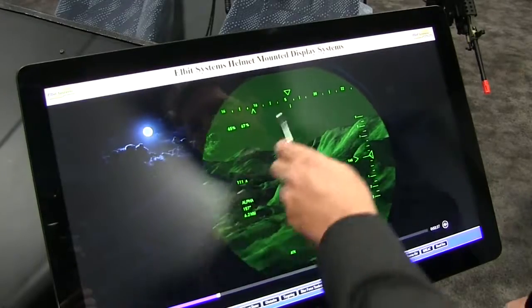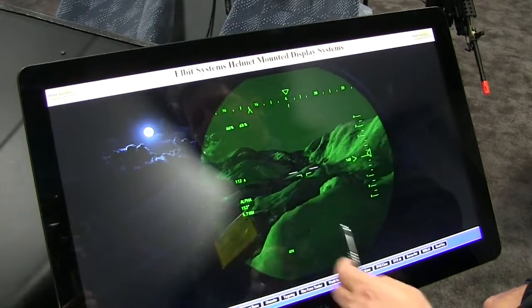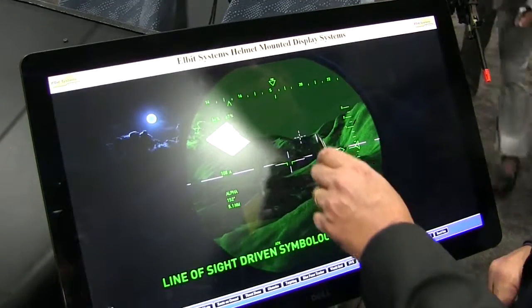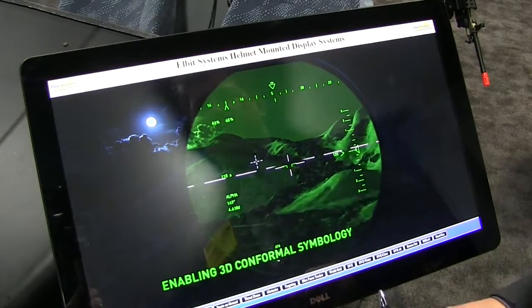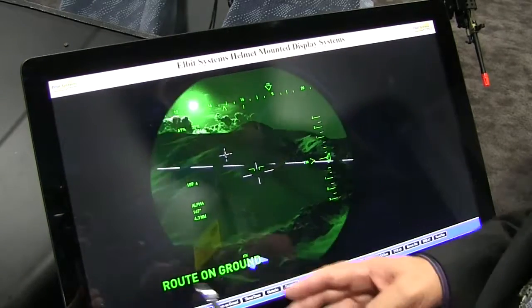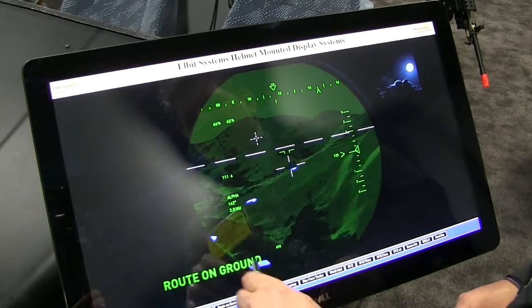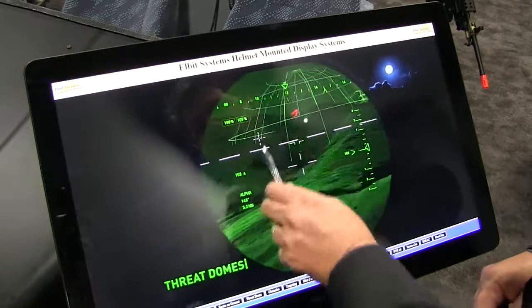So in this case, this is the traditional symbology that the average aviator would see through the heads-up display, in this case using night vision goggles. This plus shows where the other pilot is looking, so you always have situational awareness of the other pilot, so he can say, look at this point, and you put your sensor, the center of your view, on it. You can look at the routes on the ground. We can post those. Enemy veils.